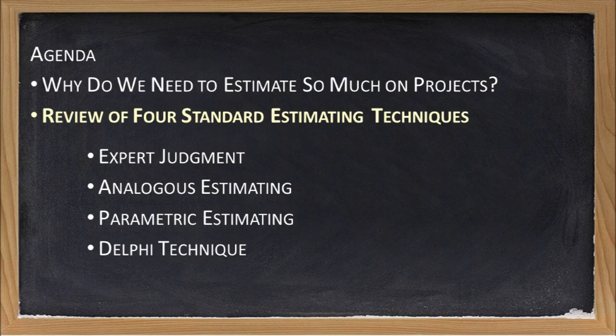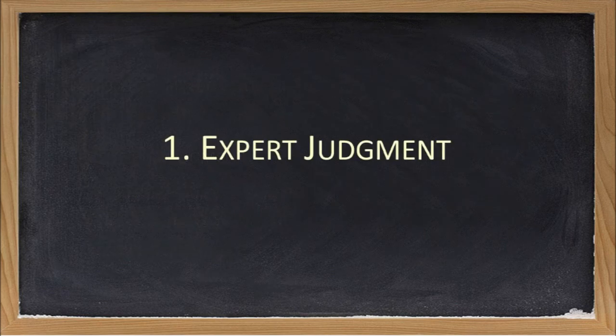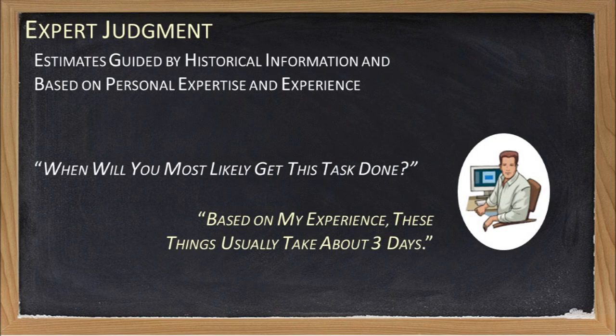Let's now look at 4 common estimating techniques. We'll begin by looking at the one we're probably most familiar with, and that's expert judgment. With expert judgment estimates, we are guided by historical information and personal expertise and experience. There's usually a technical lead or a subject matter expert on the project that we can consult with to find out how long tasks normally take or how much they normally cost. These experts give subjective analysis based on their knowledge and expertise. Our confidence in their estimates is usually based on their knowledge of a particular subject matter.